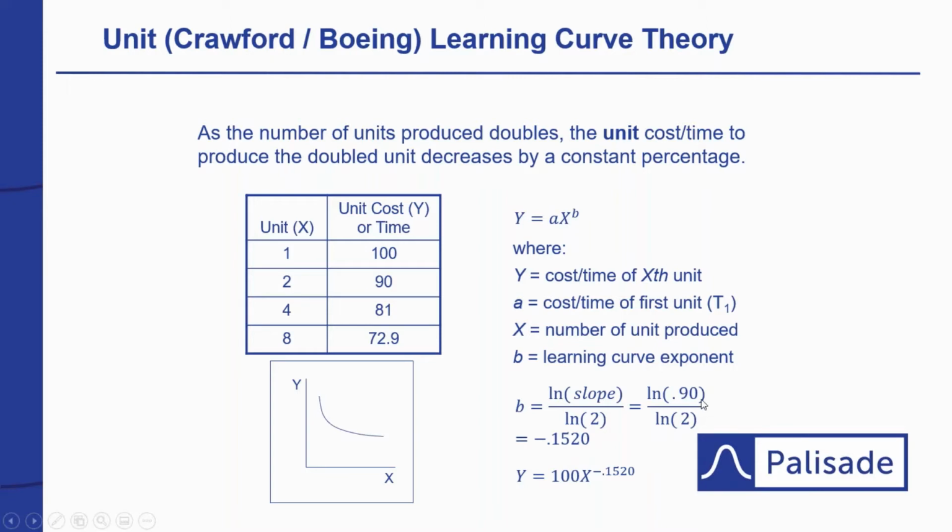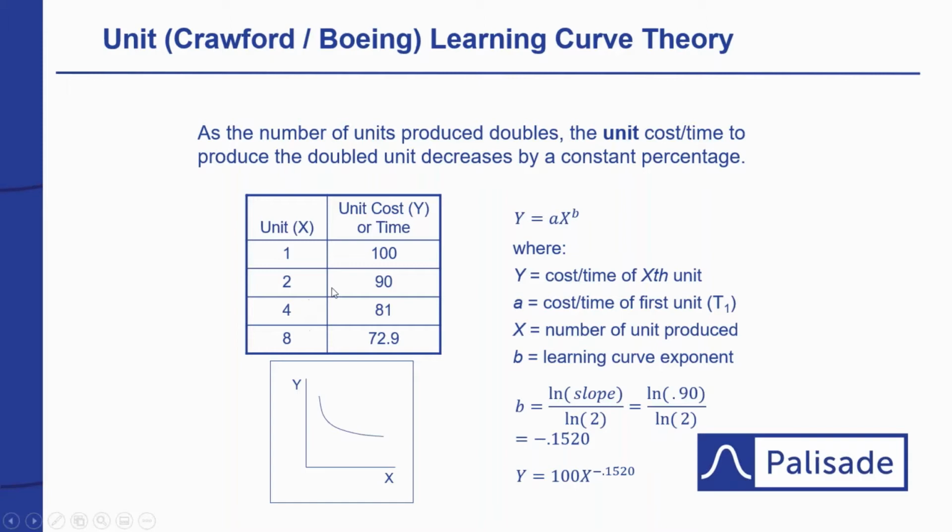And so in our particular case, these four values that we're seeing here, the A is a T1, the cost or time of that first unit. There's the first unit, its cost or time was 100, so A becomes 100 in this case. And as you've seen, working with that 0.9 as the slope, we come up with a B of negative 0.1520. There is the equation for the power model right there. And this could be done with regression if we had unit costs or time for the first, the second, the fourth, and they don't have to be the doubled.